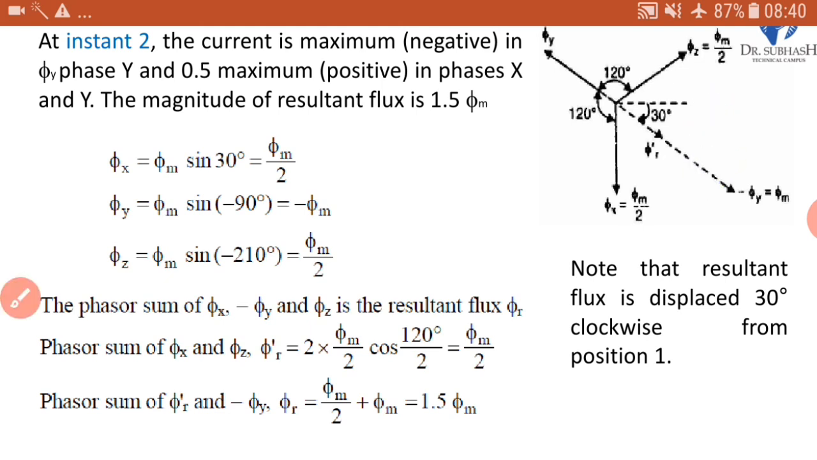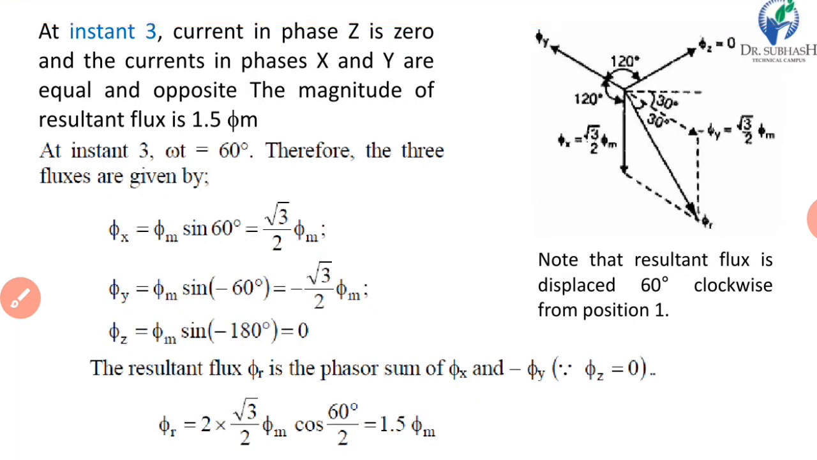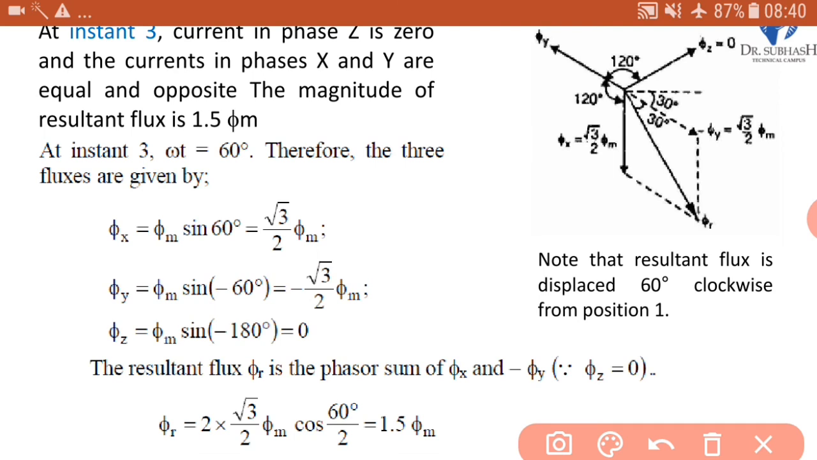Now we will see instant 3. Okay, this is instant 3. Current in phase Z is 0 and the currents in phases X and Y are equal and opposite. The magnitude of resultant flux is 1.5 into phi m. At instant 3, omega t is equal to 60 degree. Therefore, the three fluxes are given by phi x is equal to phi m sin 60 degree, which is equal to root 3 by 2 phi m.